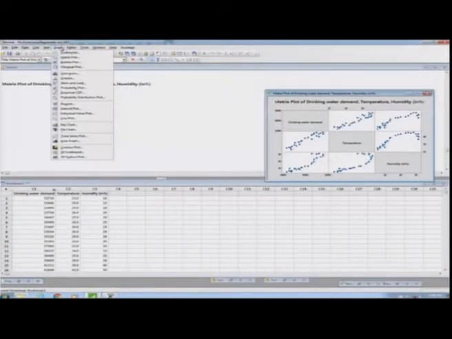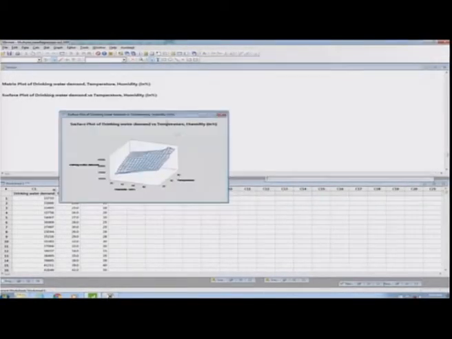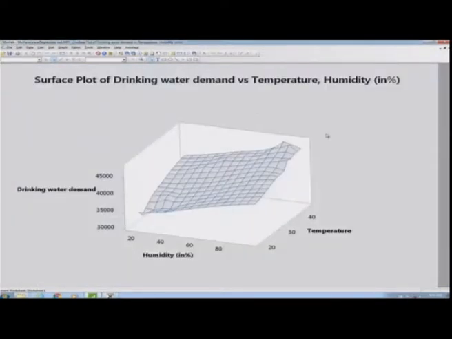Now, since we have only two variables, x1 and x2, and the third variable is y, one option we have is to make a three-dimensional plot. So we go for a three-dimensional plot which is based on the wire. Here I use the drinking water variable on the z-axis, temperature on the y-axis, and humidity on the x-axis, and we get this type of 3D surface. Now, let us store it, and we will analyze it later.